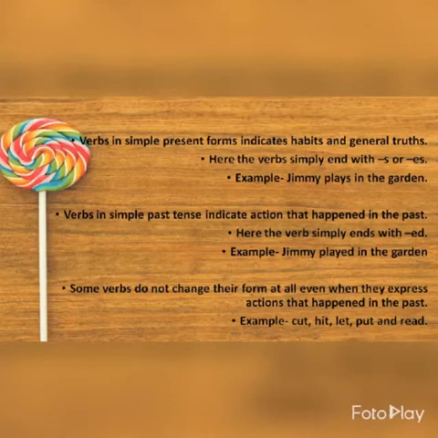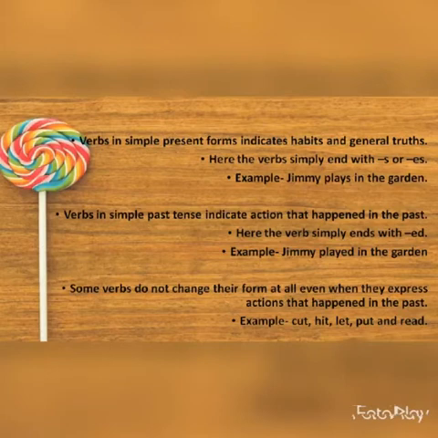Verbs in simple present form indicate habits and general truths. Here, the verbs simply end with s or es. Like, if we say children play in the garden. But if we say Jimmy plays in the garden, then because Jimmy is singular, we will add an s or es with the verb. So this is the simple present form of the verb, used with s and es because the subject here, Jimmy, is singular. So the sentence is Jimmy plays in the garden.